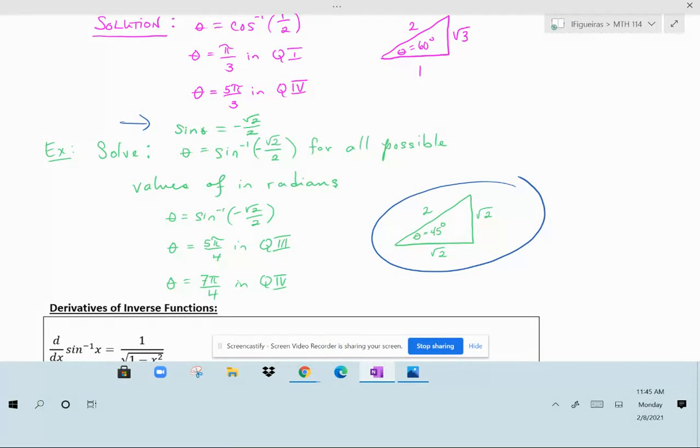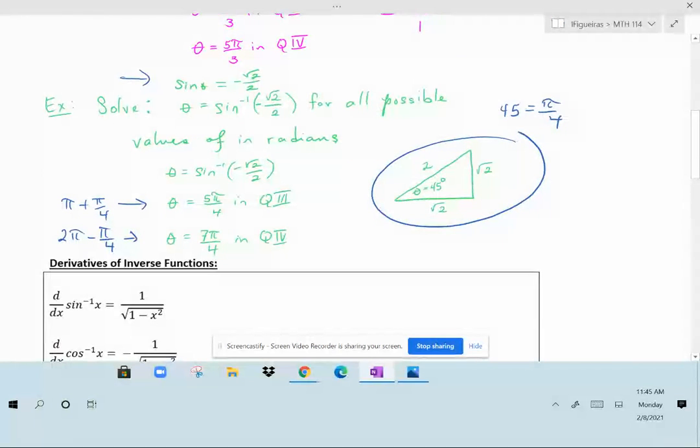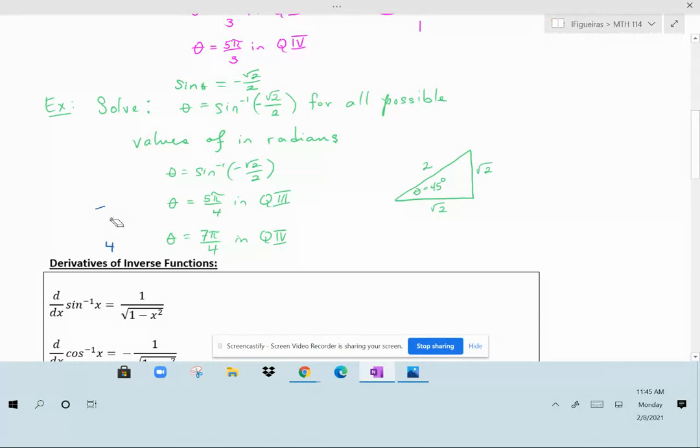So if my reference angle is 45 degrees, which is equivalent to pi over 4, to get into quadrant 3, it's pi plus pi over 4, which gives me 5 pi over 4. And to be in quadrant 4, similar to the last example, it's 2 pi minus the reference angle of pi over 4, and that gives us an answer of 7 pi over 4. So two places in radians, two angles where your sine of theta is equal to negative root 2 over 2. That's 5 pi over 4 and 7 pi over 4.